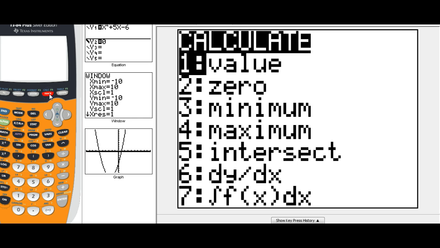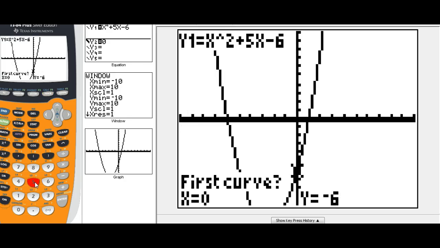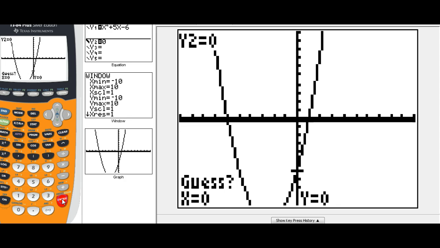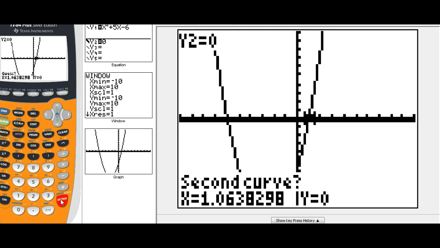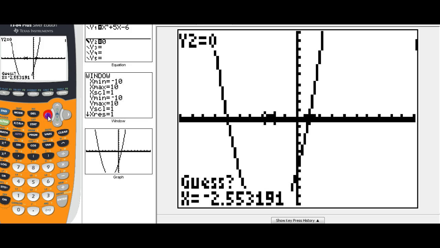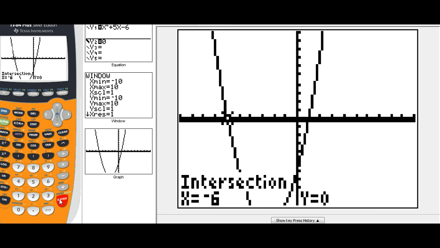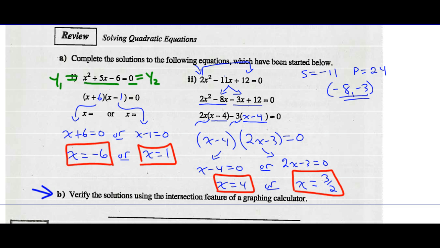Second, calculate the intersection, number 5, of these. Just have to hit enter 3 times, and there's one of our solutions, x equals 1. Find the other solution. Second, calculate the point of intersection, hit enter twice, and you now want to make a guess closer to this other point of intersection, somewhere over here, and we notice that after we press enter it is -6. So it satisfies by graphing, x equals -6 and +1 for the first one. Beautiful.